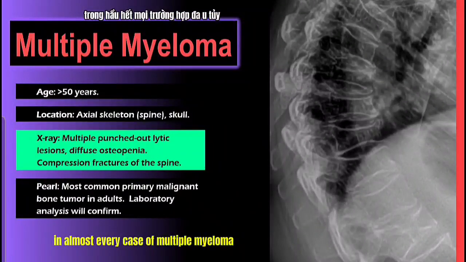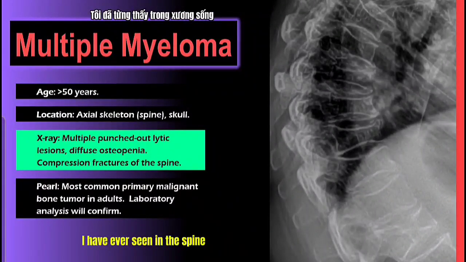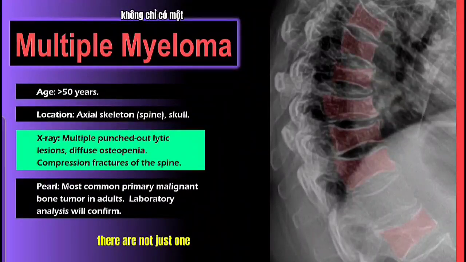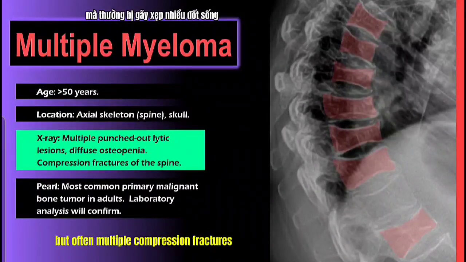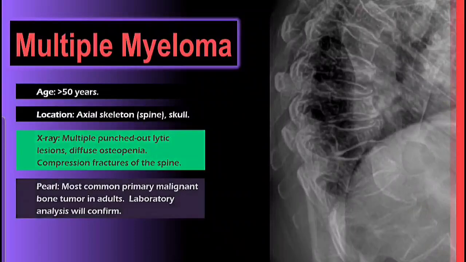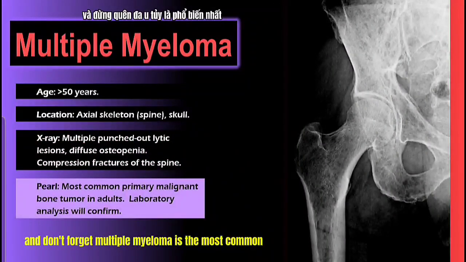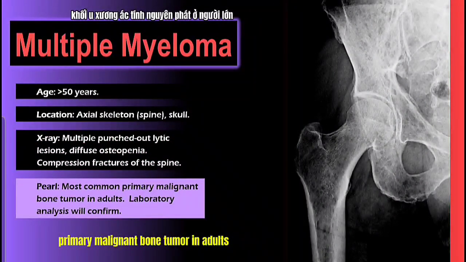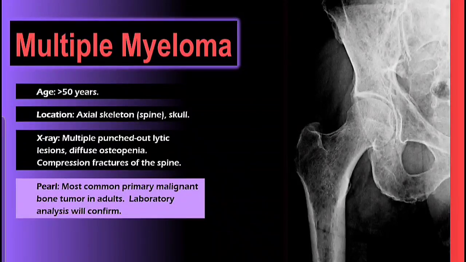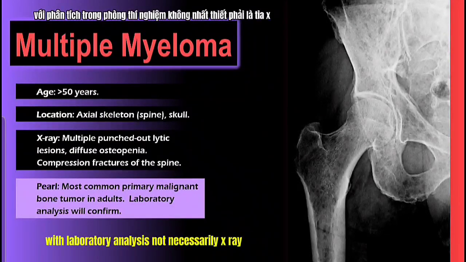In almost every case of multiple myeloma I have ever seen in the spine, there are not just one, but often multiple compression fractures. And don't forget, multiple myeloma is the most common primary malignant bone tumor in adults. Diagnosis is going to be confirmed with laboratory analysis, not necessarily X-ray.